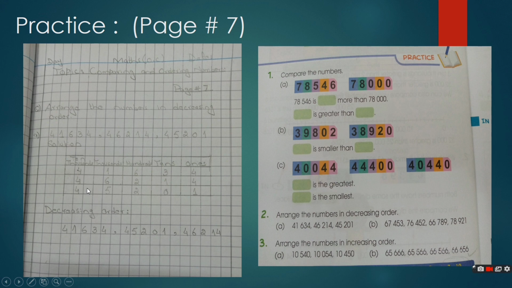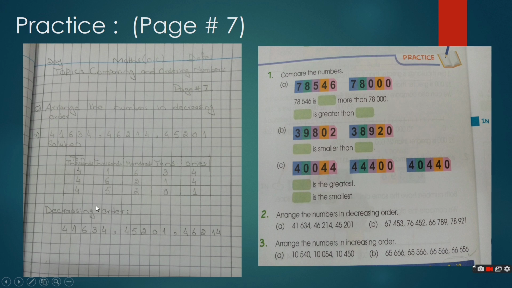So it means by comparing these numbers we will take the smaller number first. So let's start from the 10,000s place. Over here these digits are same in the 10,000s place, so we will see the next number that is in the thousands place. So among these three digits 1 is smaller than 5 and 6, so it means 41,634 is the smallest number.